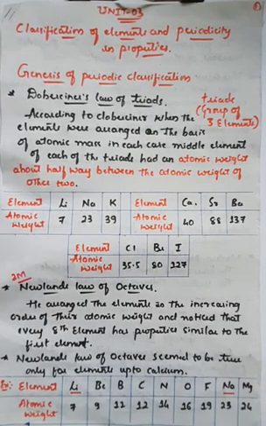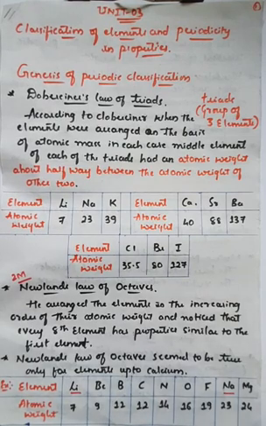Previously they assumed some concepts on the basis of atomic masses. The elements were arranged on the atomic masses. So we have learned Dobereiner's law of triads, Newlands' law of octaves, and along with that, Mendeleev's periodic law. At last, we came to the conclusion of the modern periodic law, and the modern periodic table is the worldwide, universally acceptable periodic table.